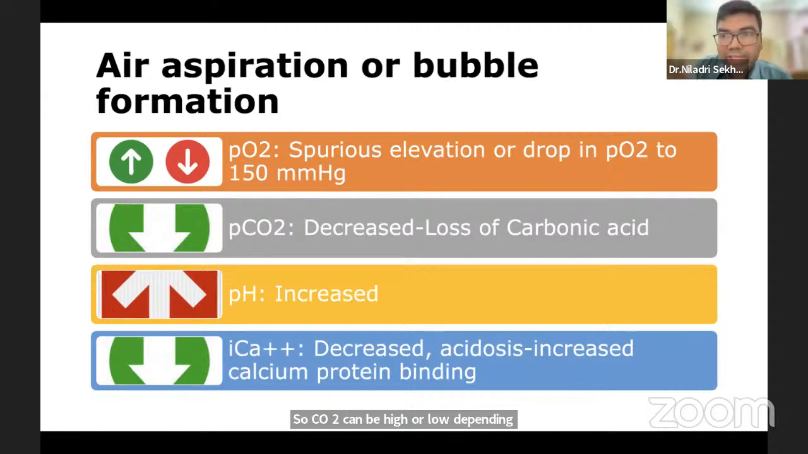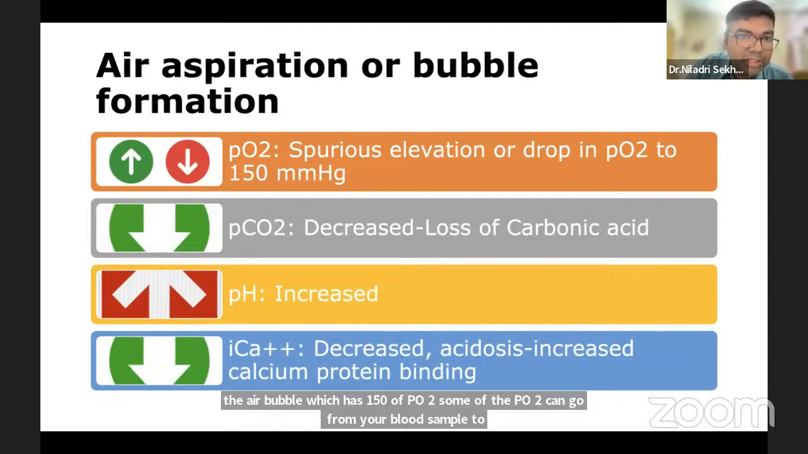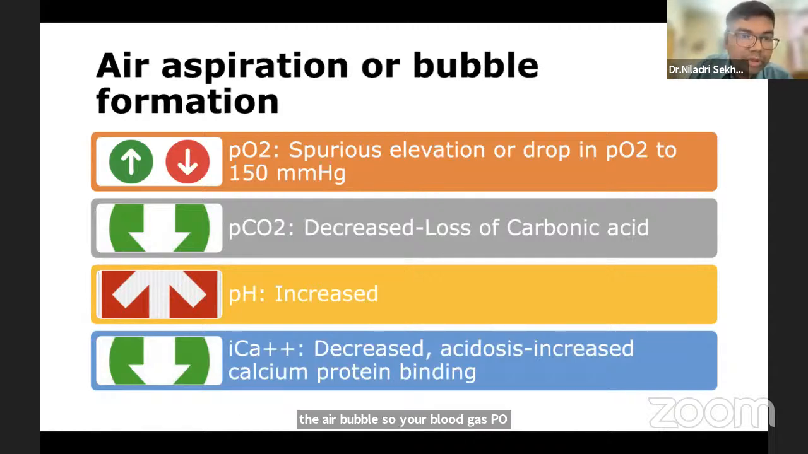Usually if your sample PO2 is very high, suppose your ABG PO2 is 300, in those scenarios your PO2 can be reduced, because the air bubble has a PO2 of 150 mmHg, so some of the PO2 can go from your blood sample to the air bubble. So your blood gas PO2 will be reduced. But if your blood gas has less PO2, it can be more because ambient air has more PO2. So depending upon the ambient air, your PO2 can change.